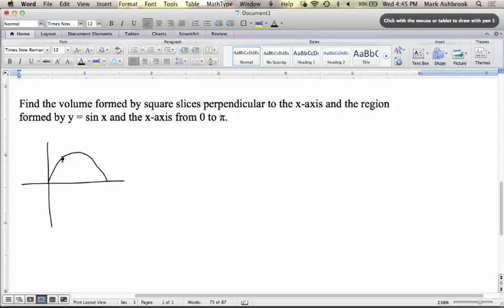So what we're going to do is we're going to take a typical rectangle like this. And then instead of rotating this region, we're going to form a square that has that as its side length. So a square slice. So imagine this coming out at the board at you. This is standing off the top of the paper like this.